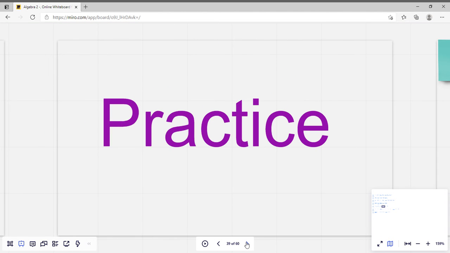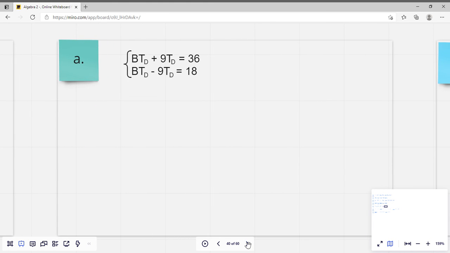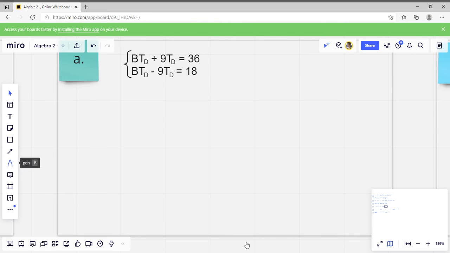All right, go ahead and pause the video and work the practice problems, and then I'll work them for you. This first one is like that second example that we did. We're going to have a value for b and a value for td. That's what we're solving for. So we're going to add these together.